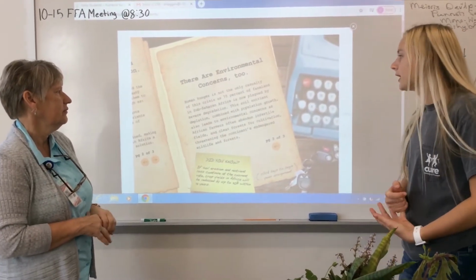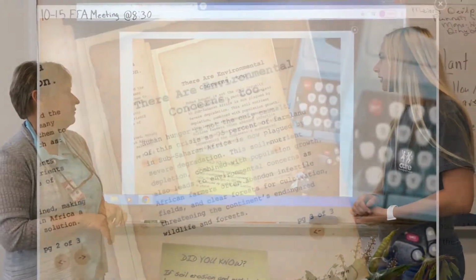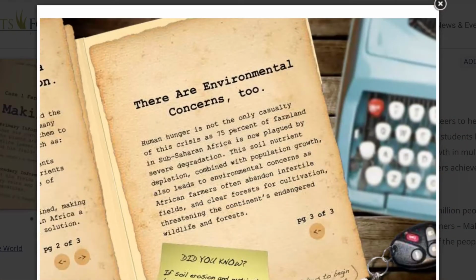Human hunger is not the only casualty of this crisis, as 75% of farmland in sub-Saharan Africa is now plagued by severe degradation. This soil nutrient depletion, combined with population growth, also leads to environmental concerns, as African farmers often abandon infertile fields and clear forests for cultivation, threatening the continent's endangered wildlife and forests. Did you know that if soil erosion and nutrient loss continue at this rate, crop yields in Africa will reduce up to 30% within the next 15 years? We've got to solve this problem.